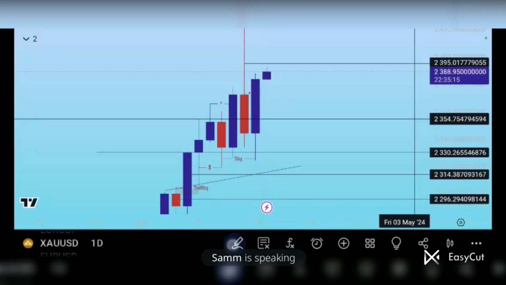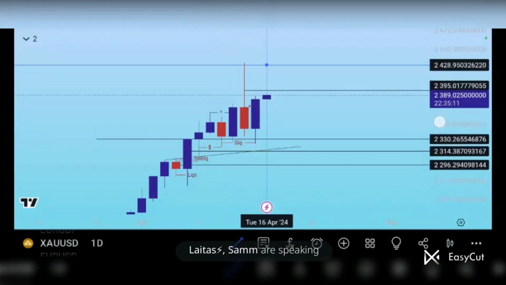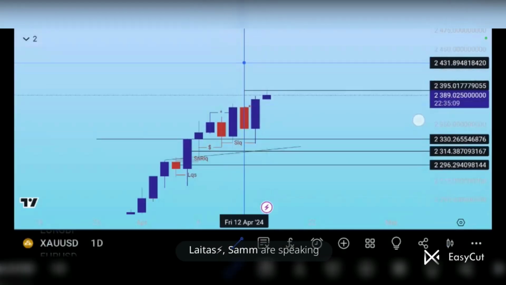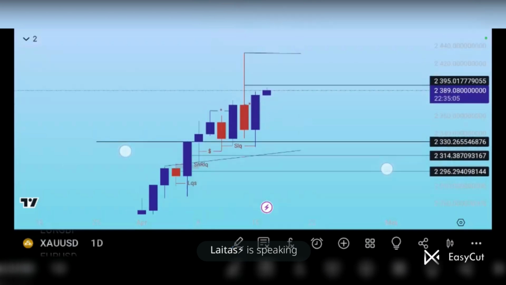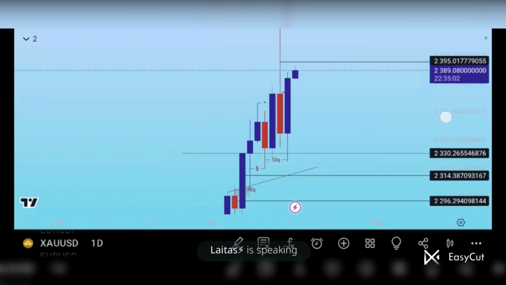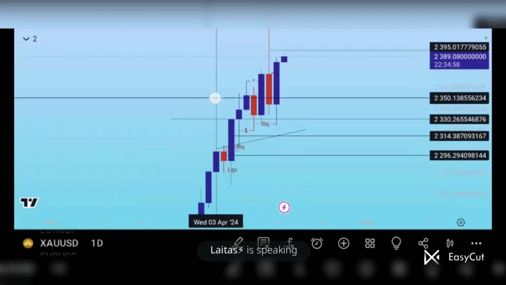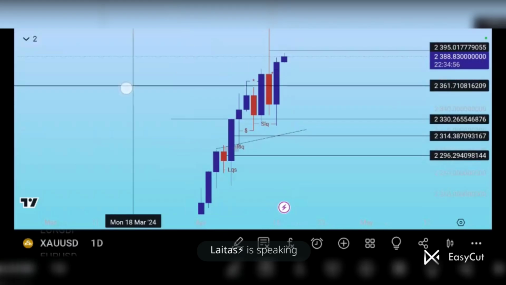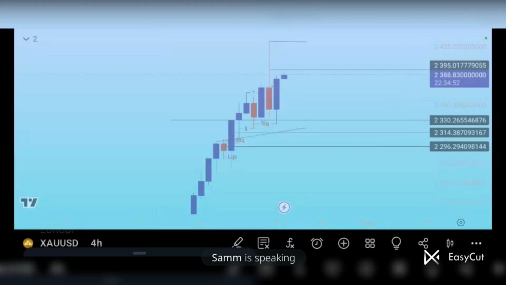Because of this, there's a possibility that it's going to break that high. Of course, it's going to break that, of course, because it's kind of bullish. The momentum is too much. Everything is bullish. So we have this break here, breaking all the classic.